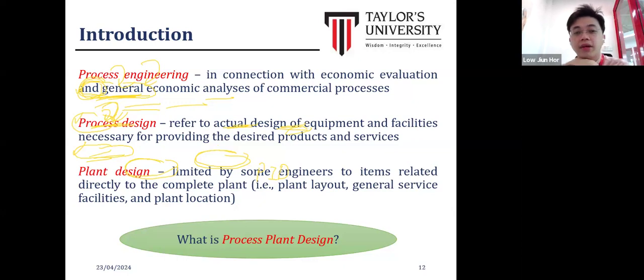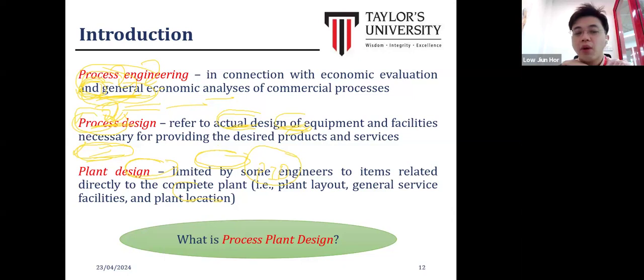So meaning that this module is known as process plant design. So later for this module, you have to know how to select the most suitable process for your design. And also you are expected to know how to design the size of the suitable equipment and facilities that you are going to use in your chemical plant design. And also you are expected to come up with a complete piping and instrumentation diagram, P&ID diagram.